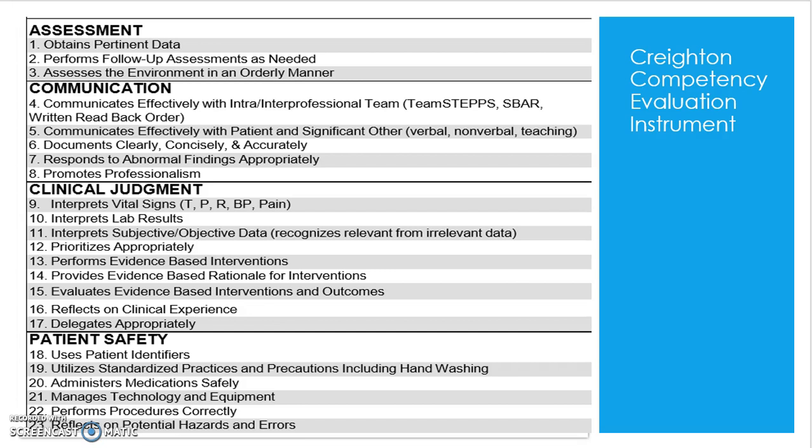Responds to abnormal findings appropriately. And that's really the N432 level of thinking, to be able to understand what's normal versus abnormal and when you need to react. Professionalism, that's a given. Interprets those vital signs. I want to see that applied to your patient condition as well as lab values. And then again, relevant versus irrelevant subjective and objective data. That defines the entire N432 level of thinking. Prioritization, evidence-based interventions, understanding why you're doing interventions, all can be revealed in debrief, and then evaluating that as well.